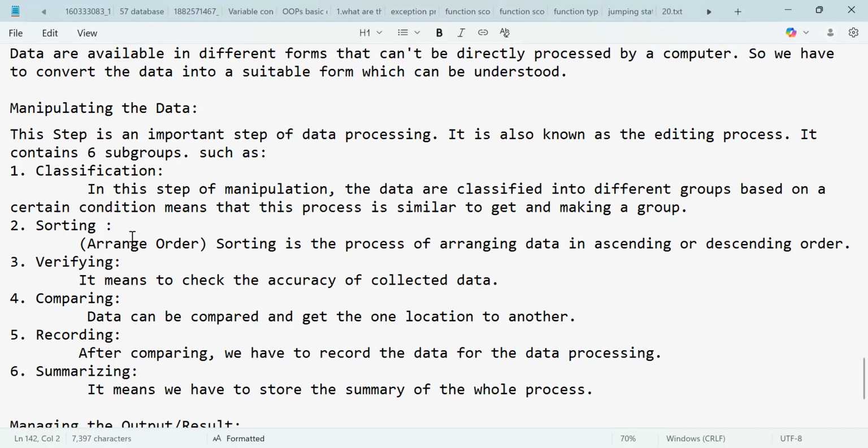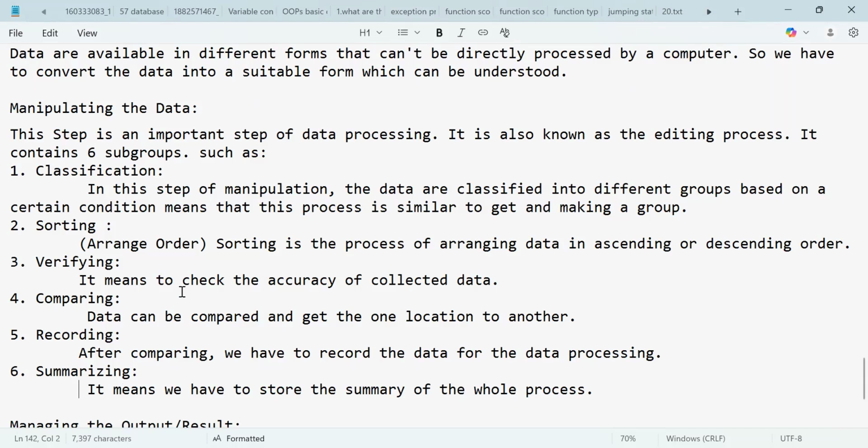That is manipulating the data, which means editing. In this step of manipulation, the data are classified into different groups based on a certain condition. This process is similar to making groups. So first of all, it will be classified into different groups. After that comes sorting, which means arranging in order. Sorting is the process of arranging data in ascending to descending or descending to ascending order. After that, verifying means checking the accuracy and quality of the collected data, whether it is correct or not.